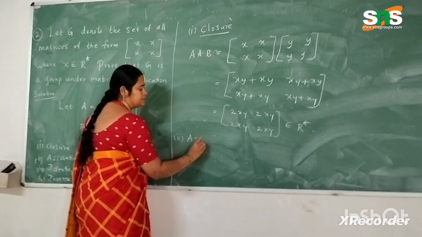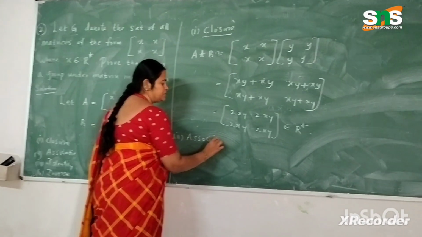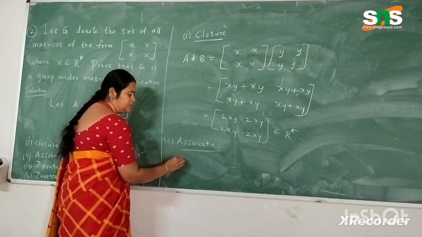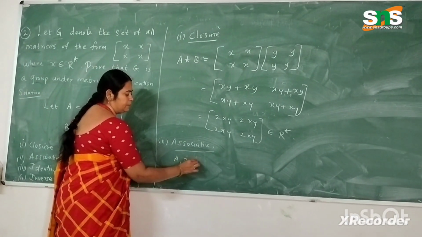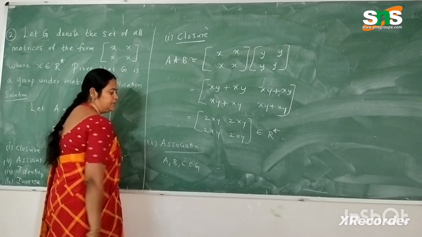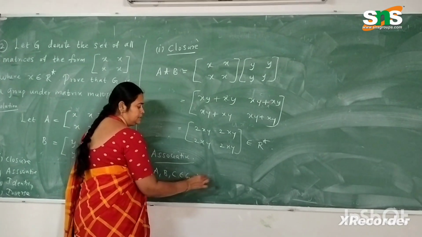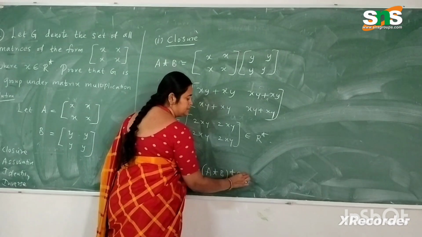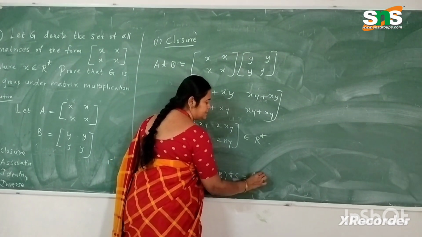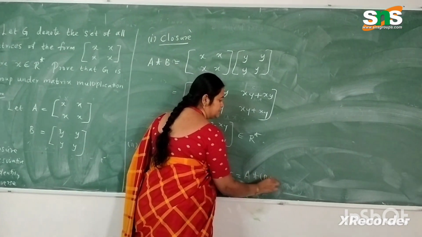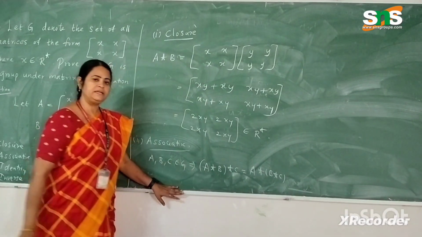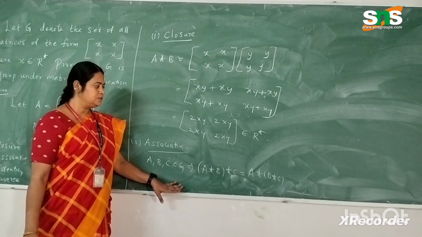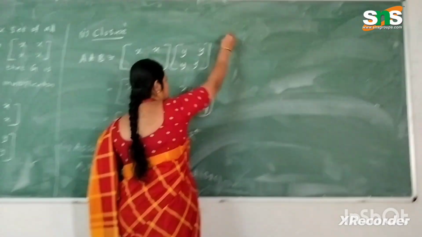And the second one is associativity. Associativity is nothing but: you take any three elements A, B, C. Suppose A, B, C belong to the group G, then the condition is (A star B) star C is equal to A star (B star C). Matrix multiplication is always associative, so no need to prove this. This is enough.